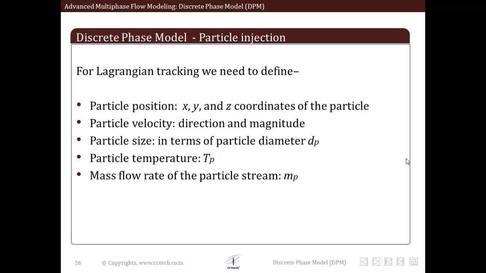In reality, when there is injection of particles or discrete phase, it is usually in the form of grouped streams of particles rather than individual particles. So in order to define such streams, we have to define the mass flow rate of the particle stream. For transient cases or unsteady problems, we also have to define particle start time and stop time, that is, when the particles start entering the domain and when or where they stop.